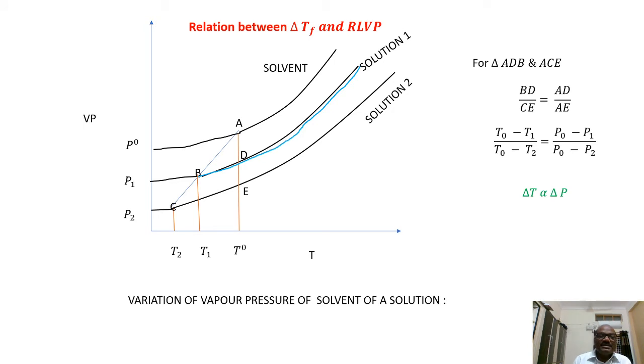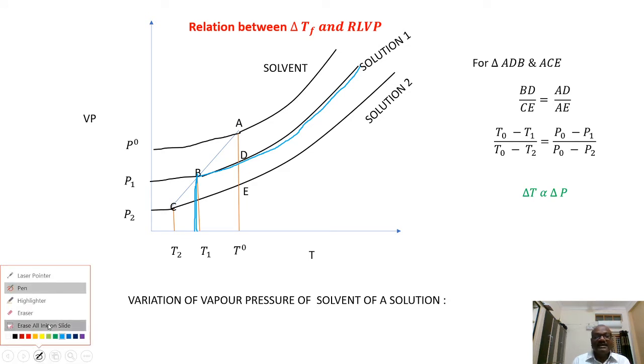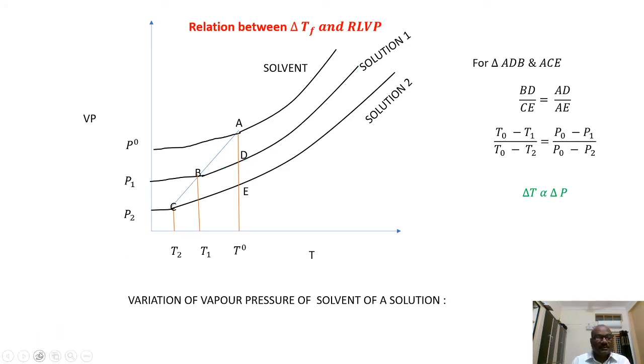So we say B, the temperature corresponding to B represents the freezing point of solution 1. So the freezing point of solution 1 is T1. This is T1, meaning the freezing point of solution 1. At the freezing point, we know that the liquid phase and solid phase of the solvent will exist in equilibrium.